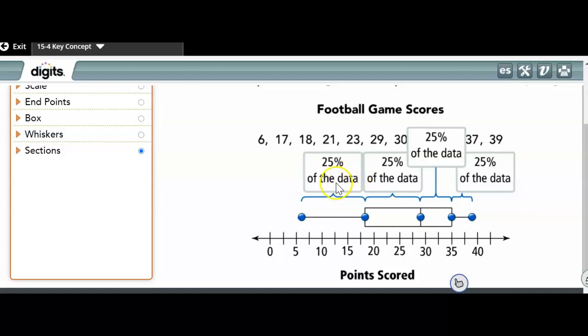This part is important. Again, even though this whisker is longer than this whisker, they are both 25% of the data. When you have a stray data point like this, 6 points, you're going to have a long whisker. Sometimes we'll use the middle 50%, that would be talking about just this right here. The upper 50% would be from the median to the max. The lower 50% would be from the median to the min.